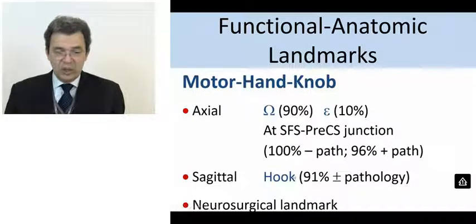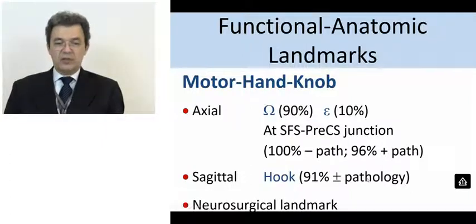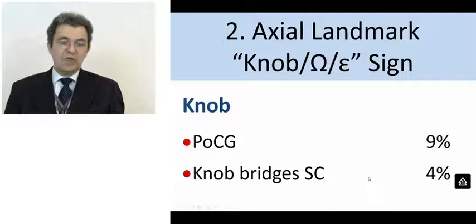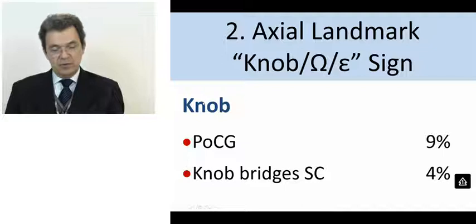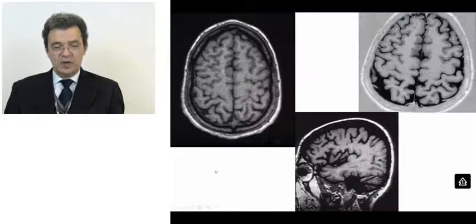In the sagittal plane, it looks like a hook, we'll see that in a second, and it has been published that neurosurgeons can use it as an intraoperative landmark too. Variations, of course: you can have the impression of a second knob or motor hand area in the postcentral gyrus, and sometimes you have a bridge actually rather than a knob.